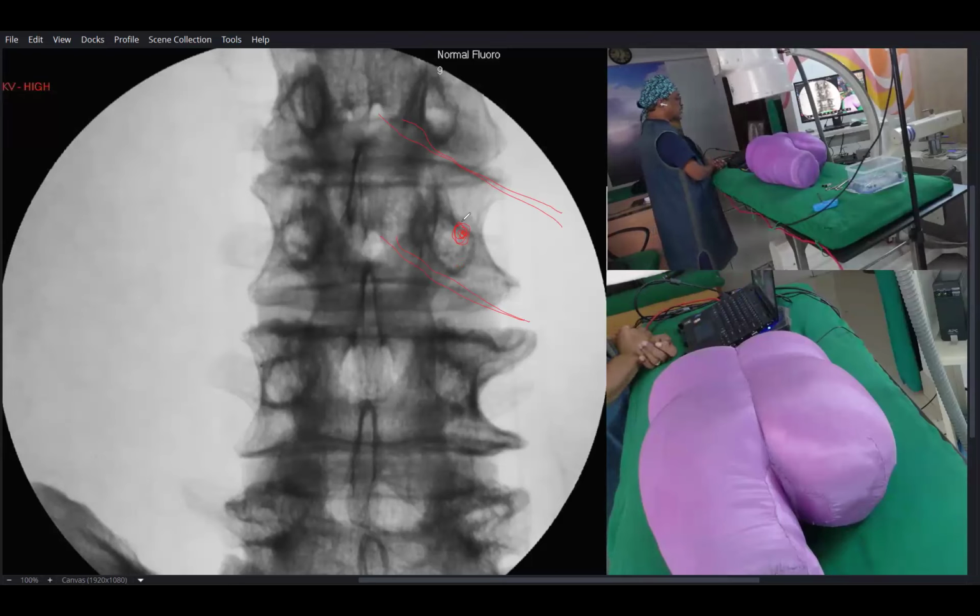You can start with the AP view, or you can do an oblique view till you can see the pedicle best. Seeing the pedicle is important. And once you see the pedicle best, you start always again at the upper and outer part. And I explained to you why upper and outer part.